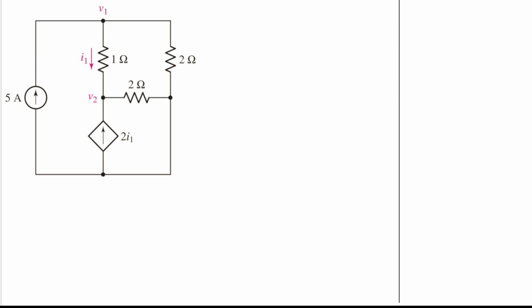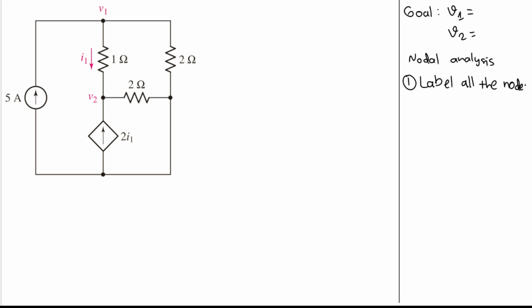Hello, in this video, I will explain how to find V1 and V2 using nodal analysis. So our goal is to find V1 and V2, and we are asked to use nodal analysis. The first step that we need to do is to label all the nodes. And aside from labeling all the nodes, we also need to extract all the available information.